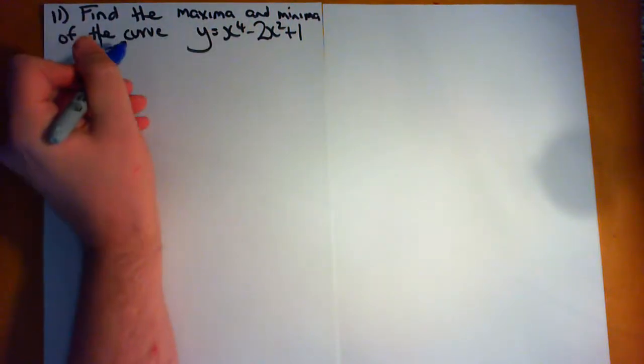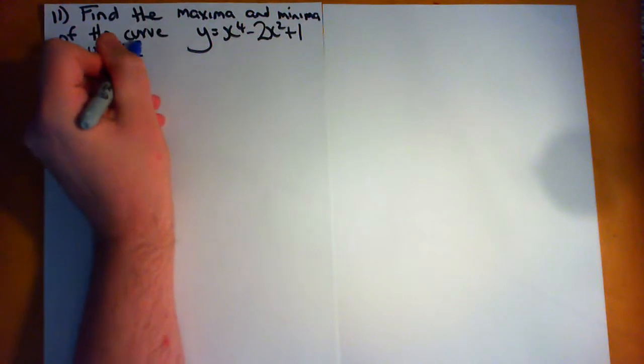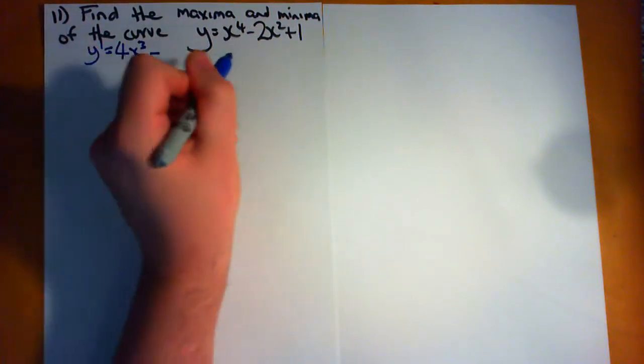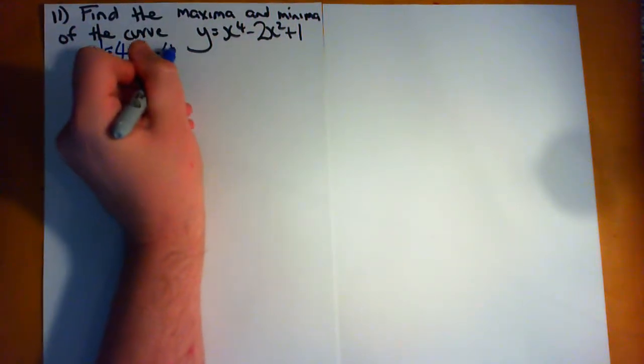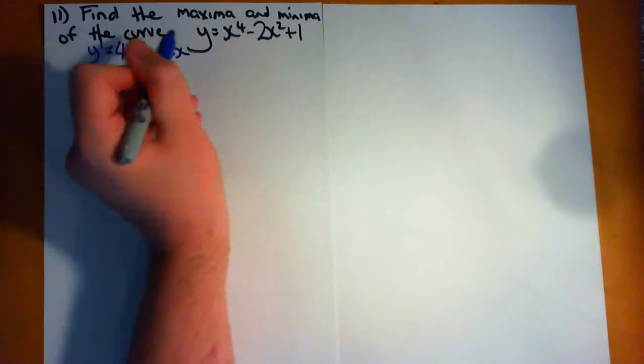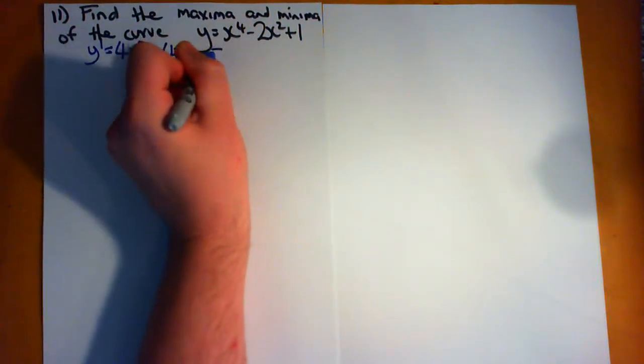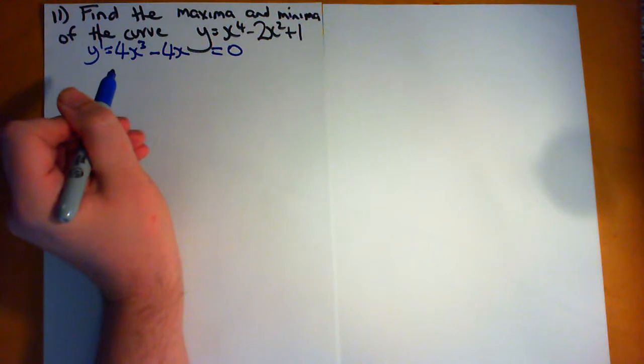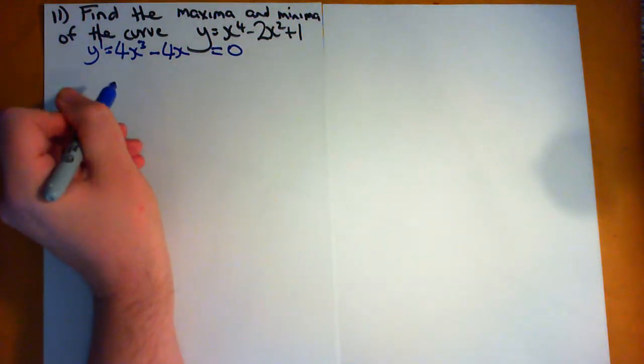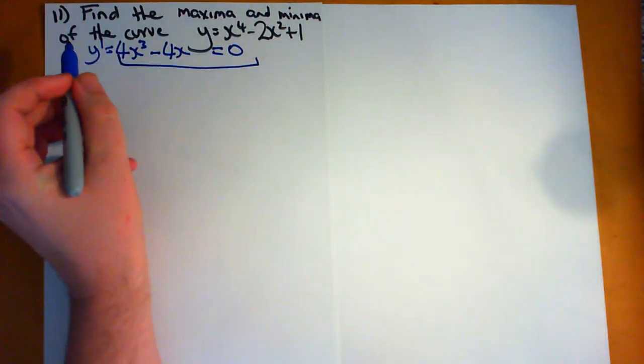So if we differentiate x to the 4 we get 4x to the power of 3, and the derivative of 2x squared is 4x. So when we're finding turning points, we set that derivative equal to 0 and we solve that resulting equation.